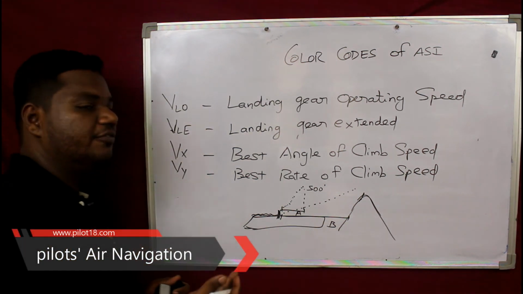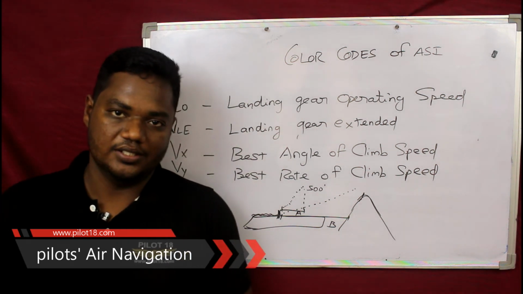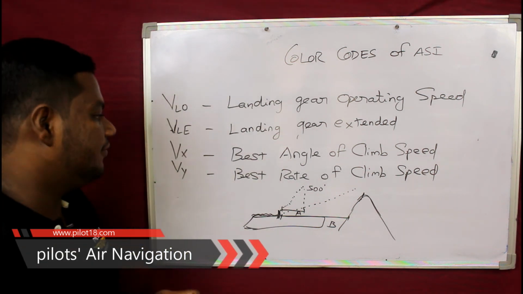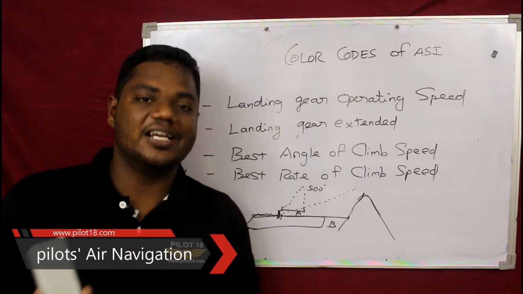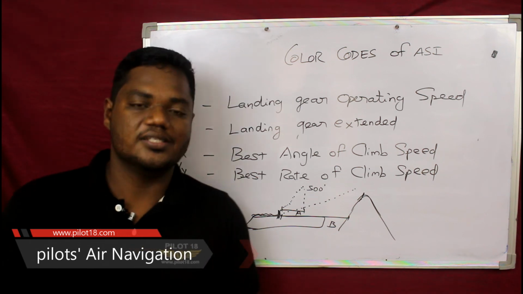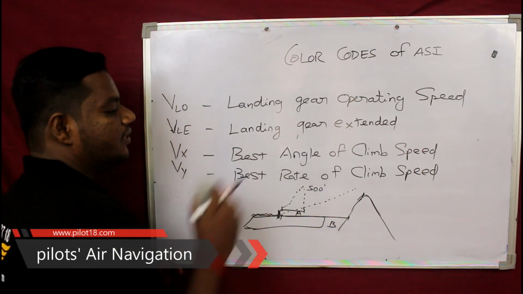For every aircraft there is a certain speed which is the best angle of climb speed. So if I fly that speed, I will be gaining the maximum height in a shorter distance. Less distance, more height. And the second case, best rate of climb.